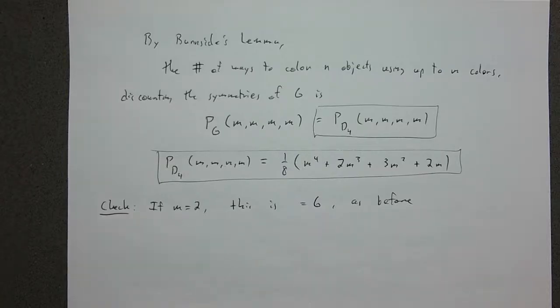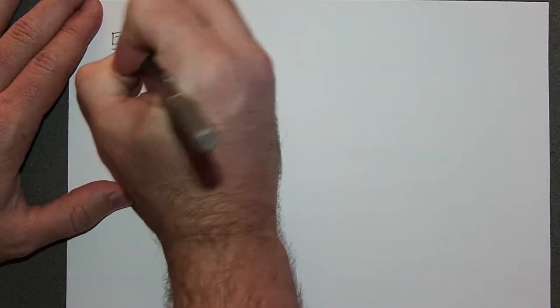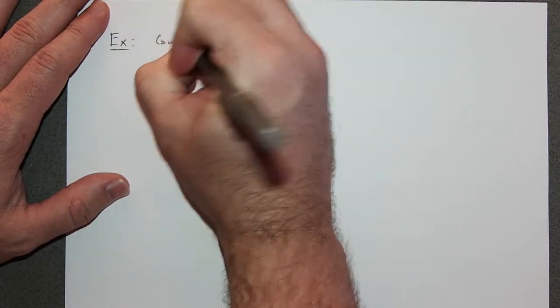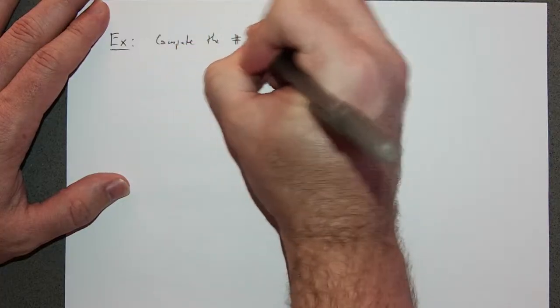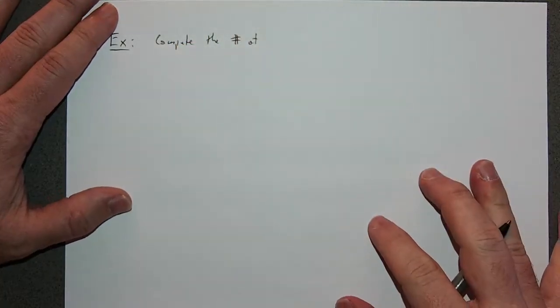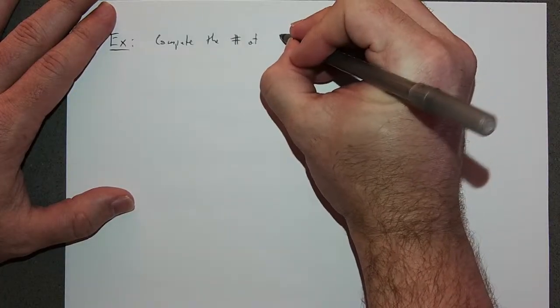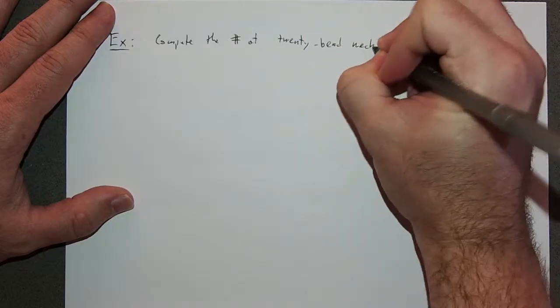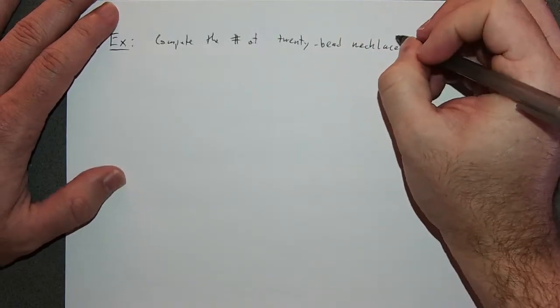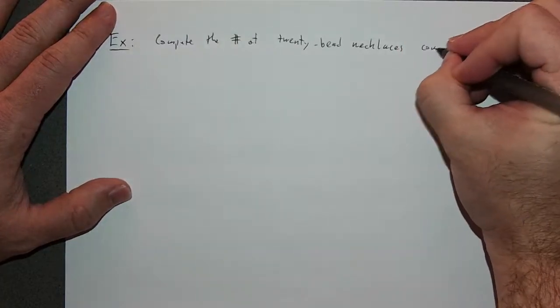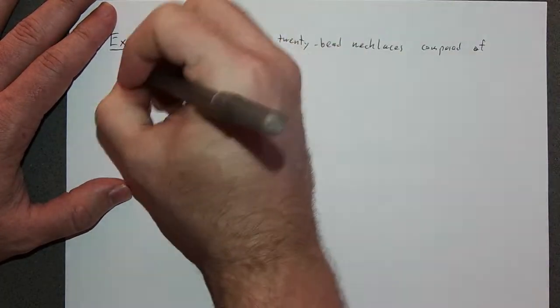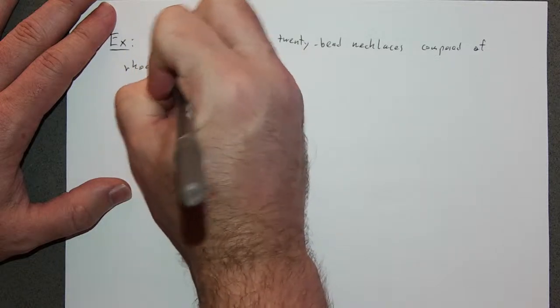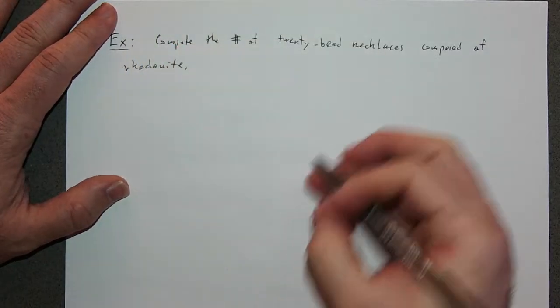Let's use this to do another example. Okay, so compute the number of 20 bead necklaces composed of rhodonite, rose quartz, and lapis lazuli beads.